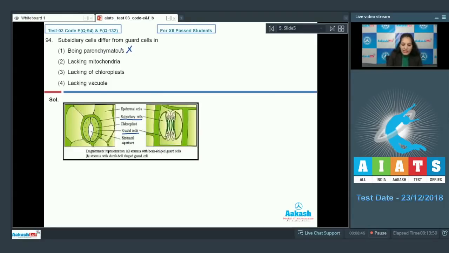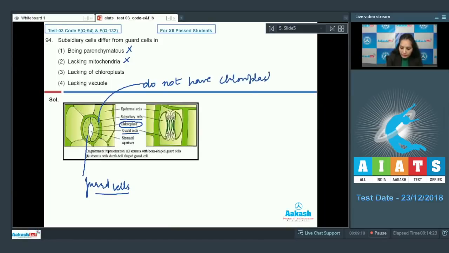Second, subsidiary cells lack mitochondria. No, this is not the correct option. Third, lacking of chloroplast. Clearly you can see here that these are the guard cells and these guard cells contain chloroplast. But these subsidiary cells, they do not have chloroplasts. So in lacking chloroplast, yes, it is correct. Fourth, lacking vacuole. No, this option is ruled out. So the correct option for the given question is option number 3. Let's move on to the next question.